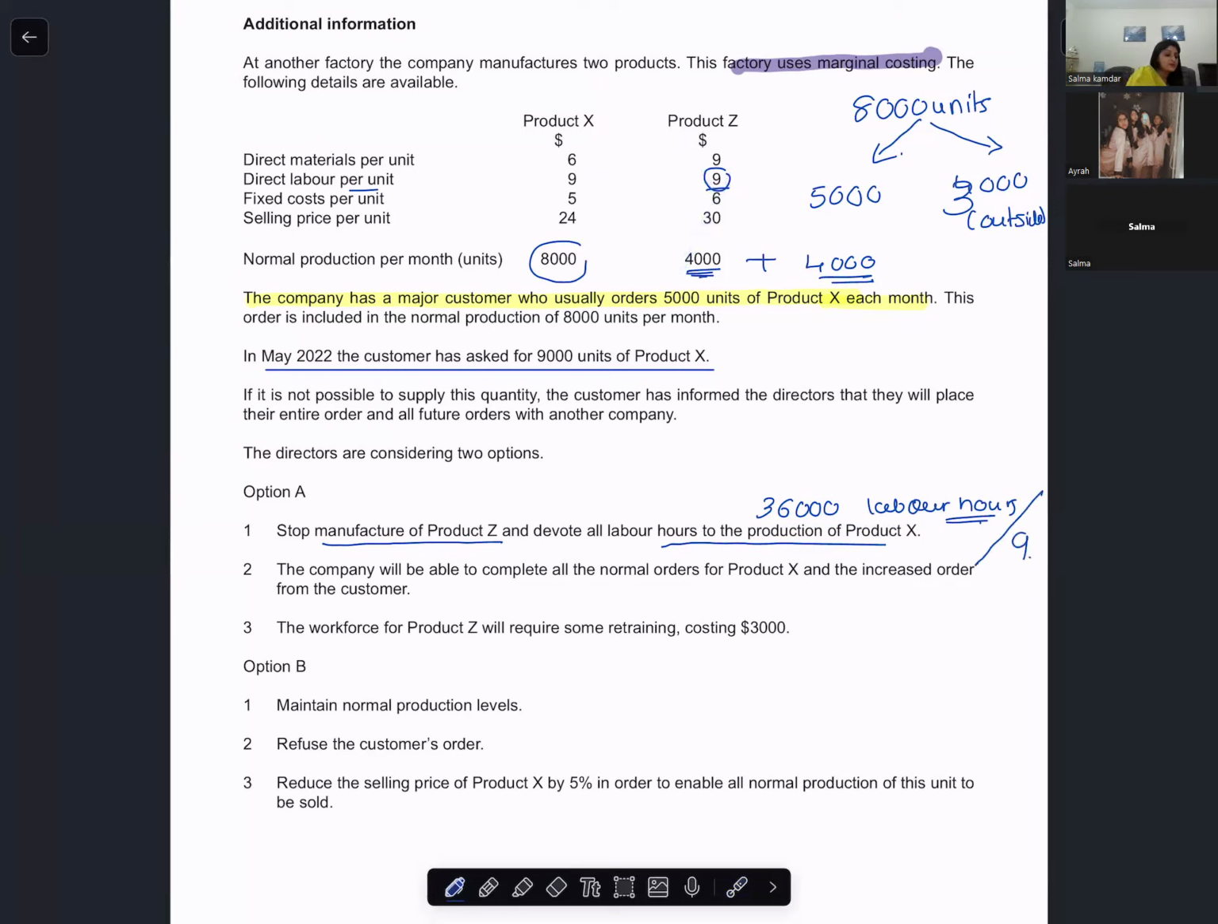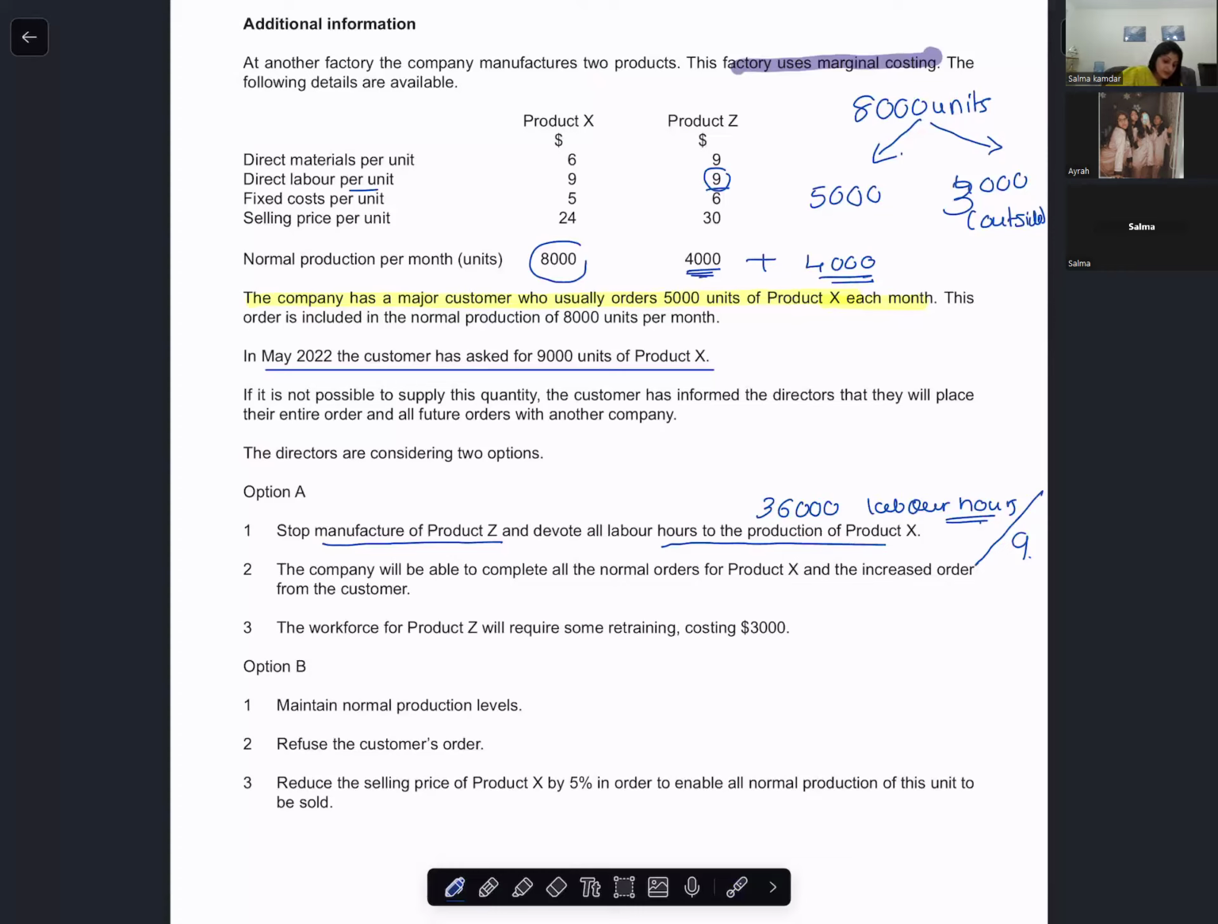So it will become how much? It will become 4,000. Yeah. So they are saying that you completely stop product Z and devote all the labor hours you have to make product X. Okay, this is their option A.